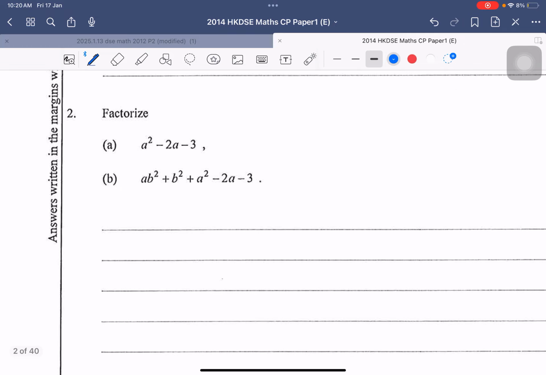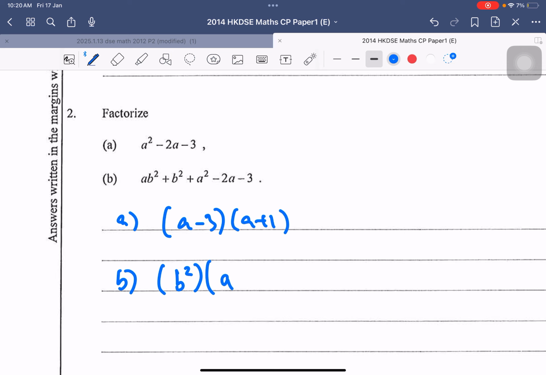Alright, question 2, how do we factorize it? So we have a minus 3 times a plus 1. And for part B, Savannah, what are we going to do for part B? We take out a b squared, and then times a plus 1. And then the rest of the 3 is going to be the same. So it's going to be a minus 3, a plus 1.